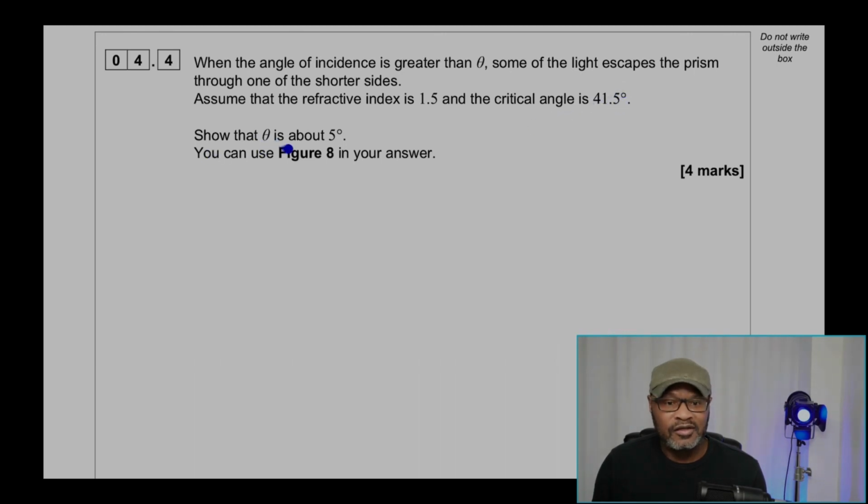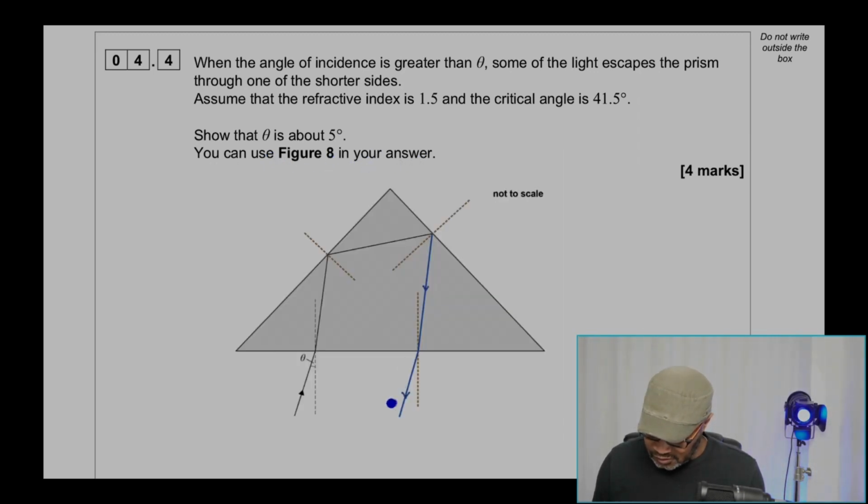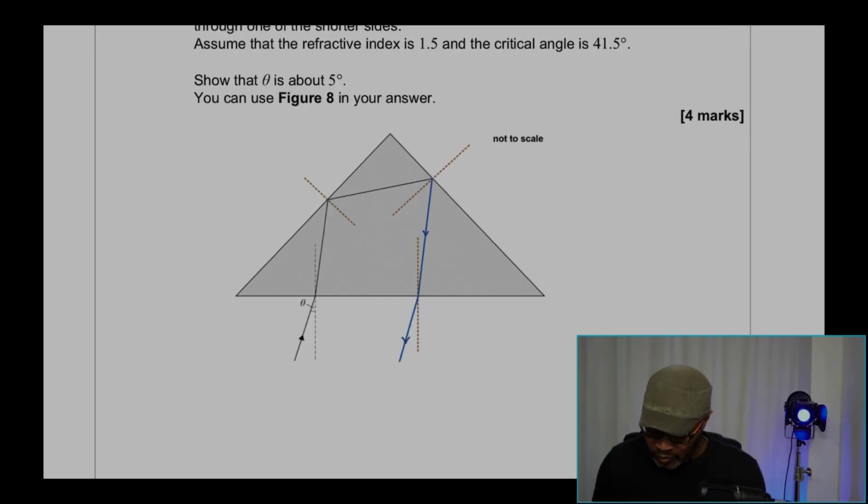Show that theta is about 5 degrees. You can use figure 8 in your answer. So here is figure 8. That's that diagram we drew. Good. And what we need to do is identify the critical angle here.